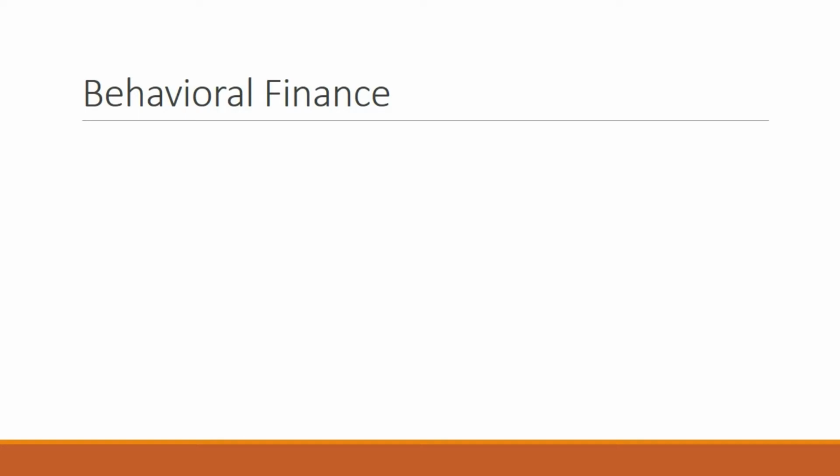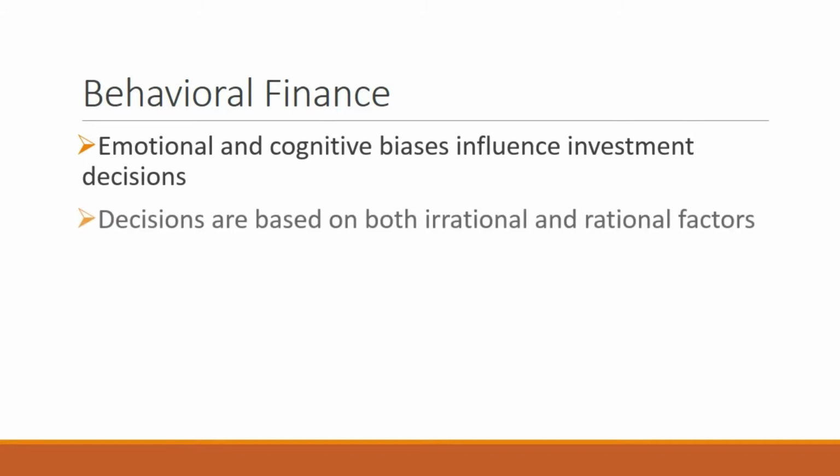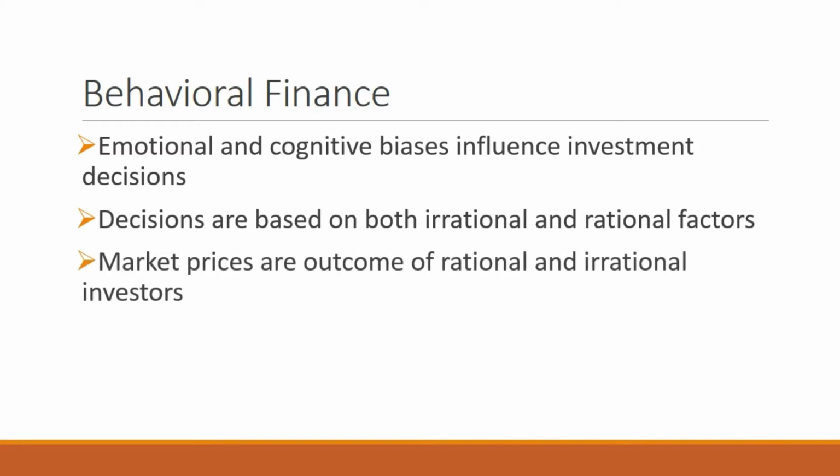So what does behavioral finance state? Most importantly, it says that emotional and cognitive biases influence investment decisions. This clearly differs from economic man, who is totally rational. It also says that decisions are based on both irrational and rational factors. Decisions are very complex and at any given moment are made by a combination of different factors. It then says that market prices are the outcome of both rational and irrational investors. In other words, irrational investors are not just noise, but they help determine the price of a security and the direction of the market.